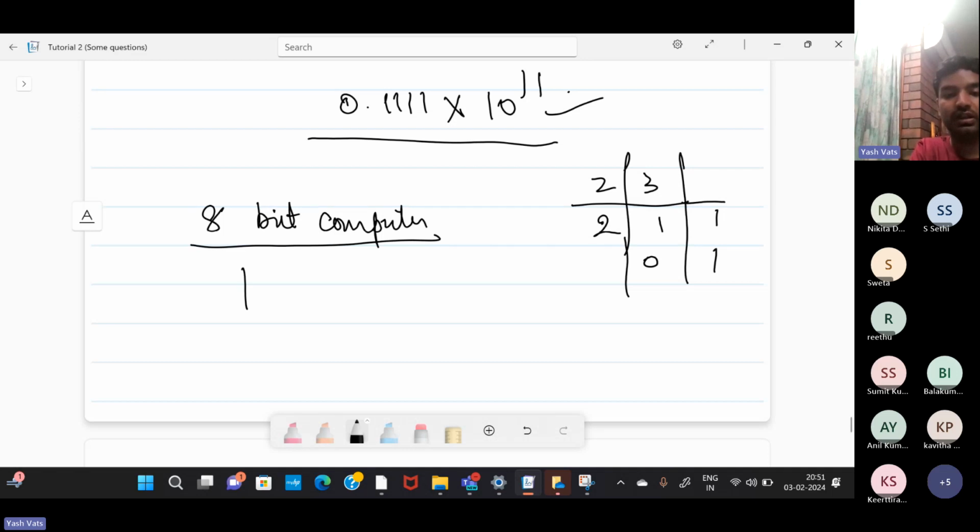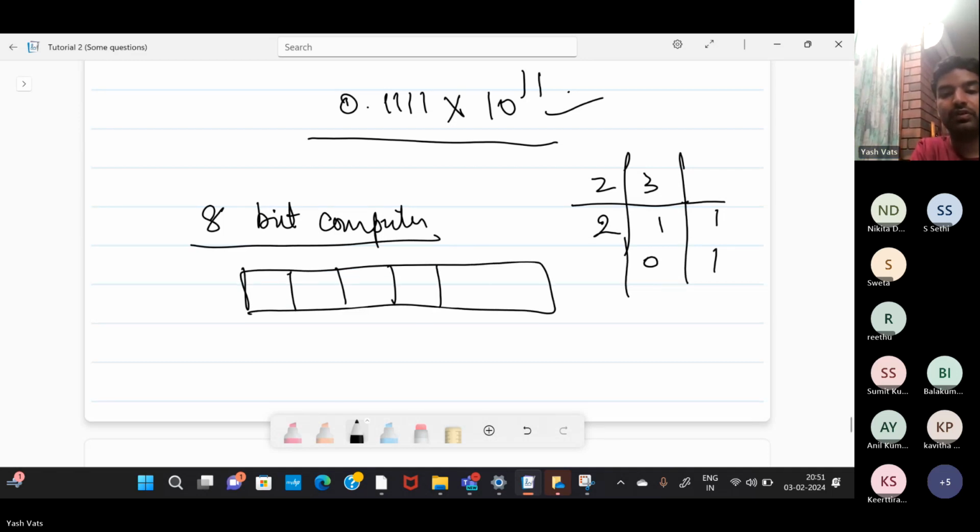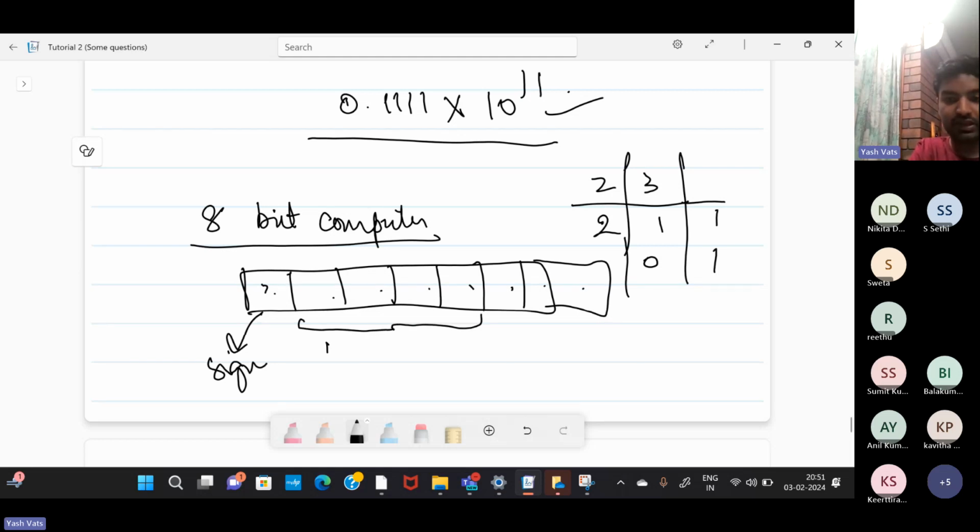one, two, three, four, five, six, seven, 8. This bit represents the sign. This represents the Mantissa, and this represents the sign of the exponent. How many bits have I taken for Mantissa? 1, 2, 3, 4. Okay, sorry, here. This is representing the Mantissa and this is the sign of the exponent. So how do you represent a number in this way?